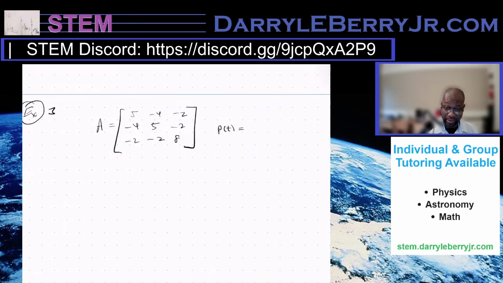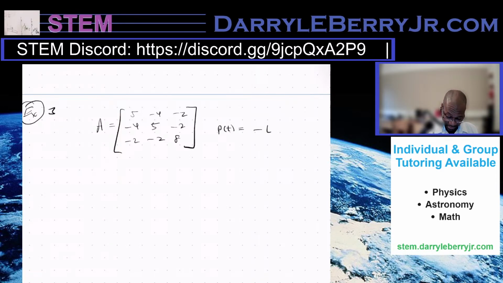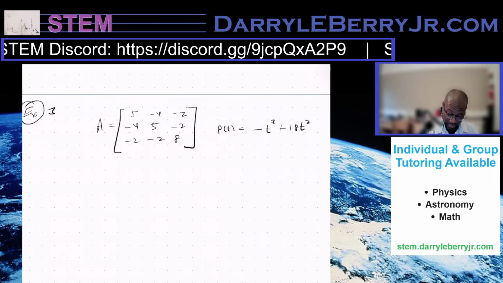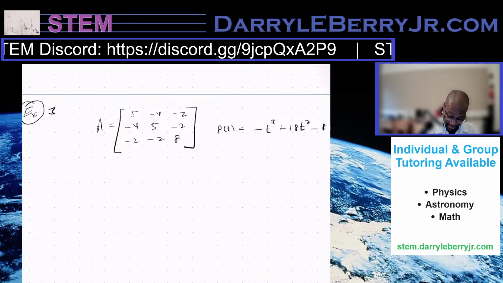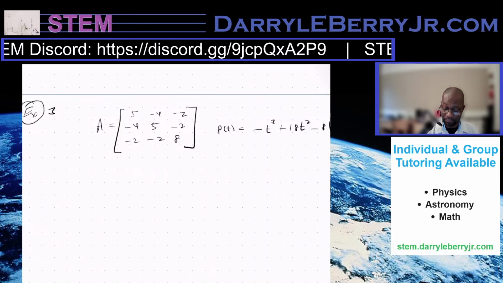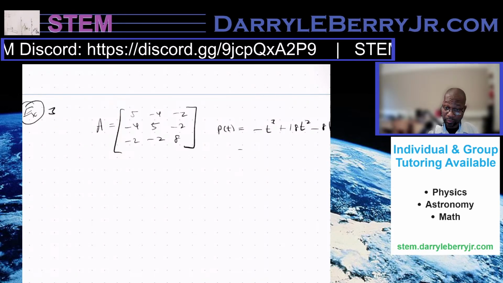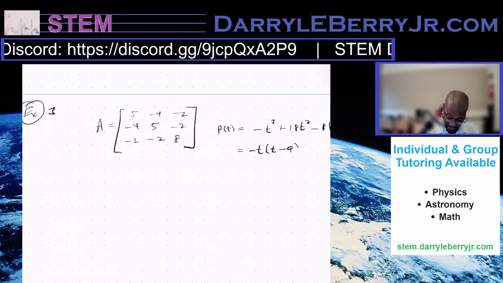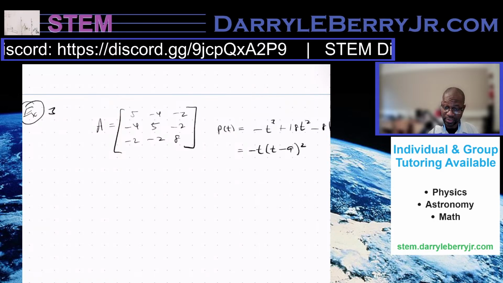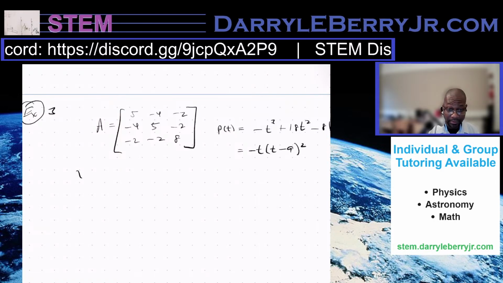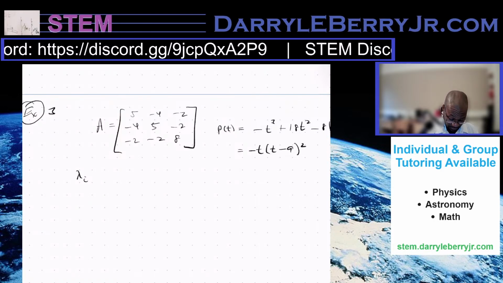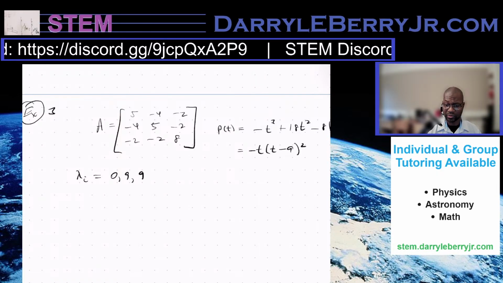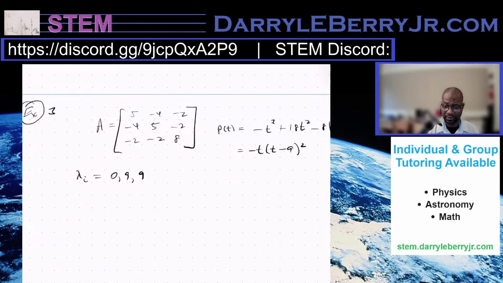Our characteristic equation would be -t cubed plus 18t squared minus 81t. And that's going to equal -t times (t minus 9) squared, which means the eigenvalues are 0, 9, and 9. So there's two 9s, interestingly enough.